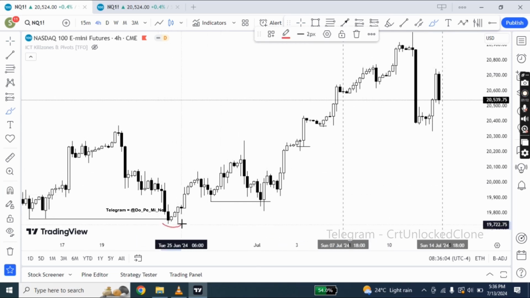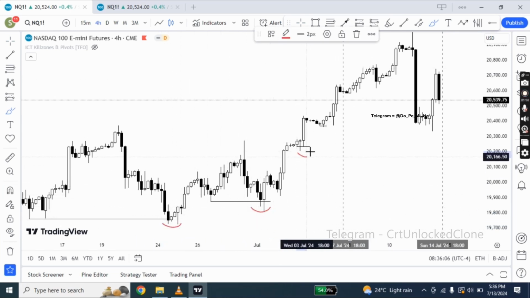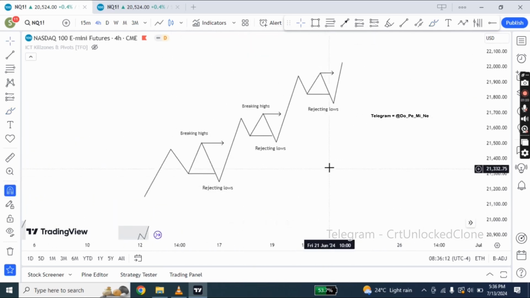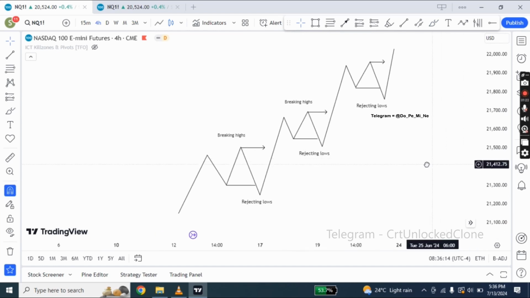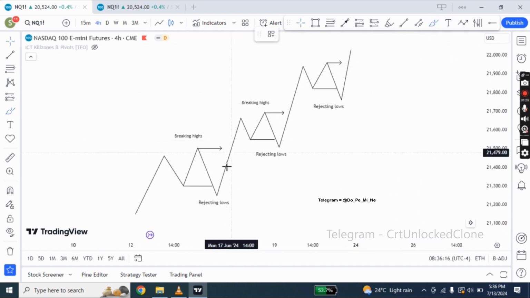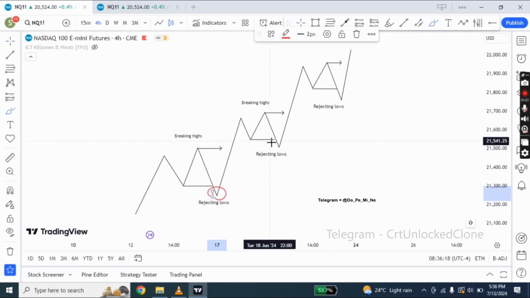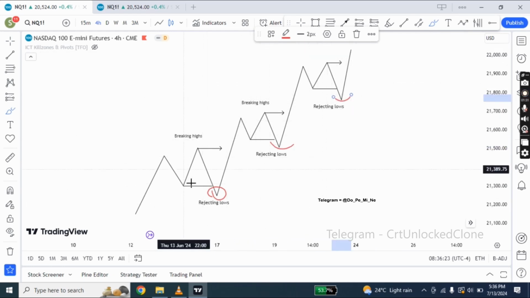So starting off with the 4 hour, we can see that for the last few weeks, we are in this bullish trend and we keep making higher highs and higher lows, right? And price is respecting this bullish trend by rejecting lows and breaking above highs, meaning it's not able to break below lows and it can only reject them by taking counter liquidity and then moving higher, right? This is what a typical bullish structure looks like, rejecting lows and breaking above highs, right?